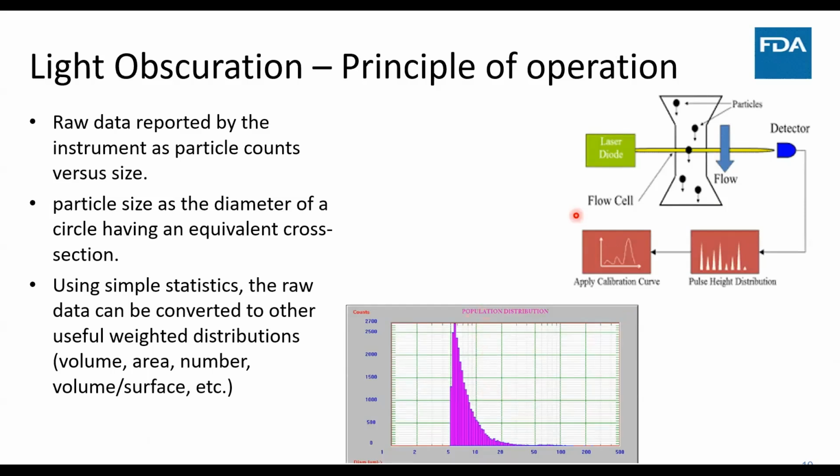Let's look at the technique one more time. We have particles moving through a sample cell or region of interest, and as the particles go through, they obscure or block the light. A photodiode converts the amount of light obscured to a pulse height distribution. Based on an already applied calibration using polystyrene monospheres, we're able to get our size distribution in equivalent circular diameter. Now, using simple statistics, this raw data could be converted to other weighted distributions. But I would say we would not want to be looking at this kind of statistically converted distribution, but rather at the raw data in terms of the count or the concentration and equivalent circular diameter.